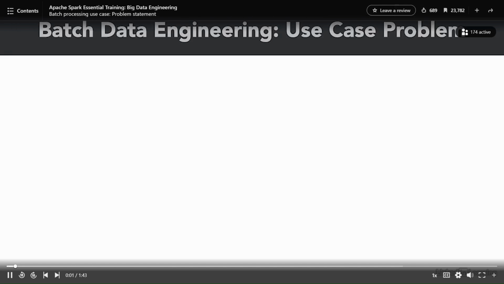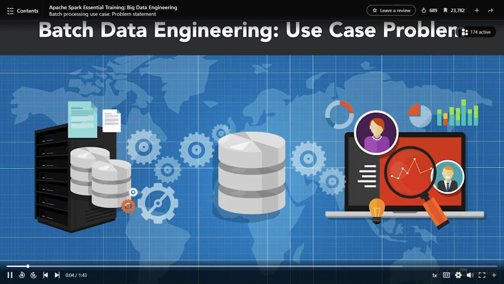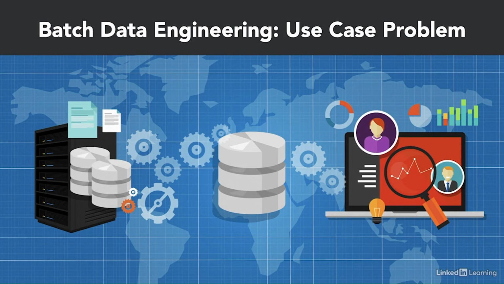Having discussed the capabilities for Apache Spark in the earlier chapter, let's now design and implement a batch processing pipeline in this chapter. Let's start off with discussing the business use case we are trying to solve with this pipeline.